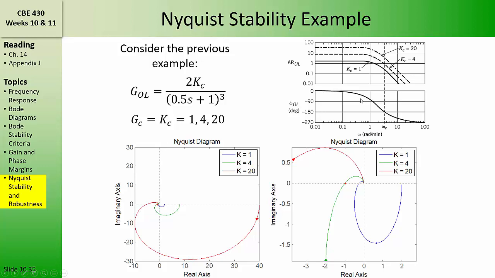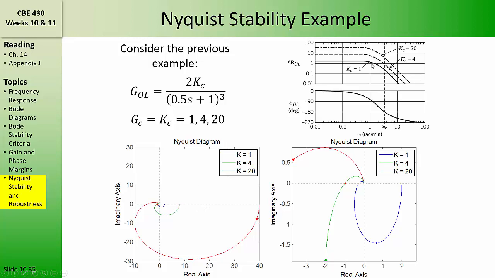As the frequency continues to increase, the change in the phase angle begins to accelerate, and the amplitude ratio gets smaller. That is, the distance to the origin is getting smaller. And this blue curve is approaching the origin as the phase angle approaches its high frequency asymptote of minus 270 degrees, which cannot be seen here without zooming in. Similar plots are shown for Kc equals 4 and Kc equals 20.